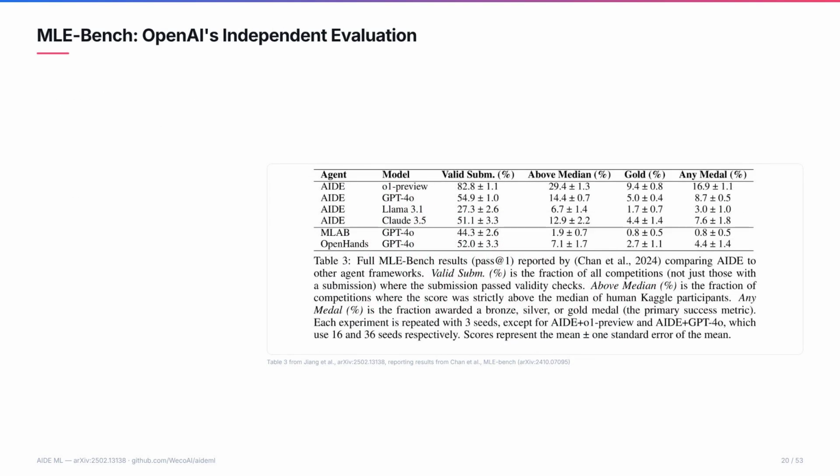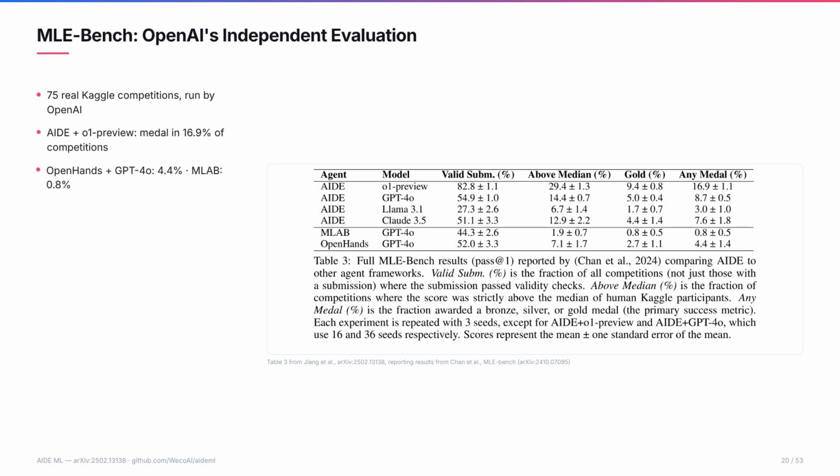This is the result that got the most attention. OpenAI built MLE-Bench, an offline evaluation over 75 real Kaggle competitions, and they evaluated several agent frameworks. AIDE paired with O1 Preview earned a medal in 16.9% of competitions. The nearest competitor, OpenHands, managed 4%. That is nearly 4 times as many medals. The paper notes that other frameworks tended to terminate early or struggle with iterative refinement, while AIDE's optimization-centric approach kept scaling with more trial and error.